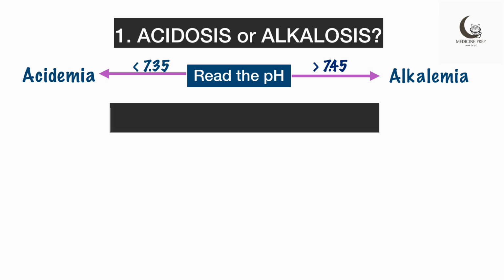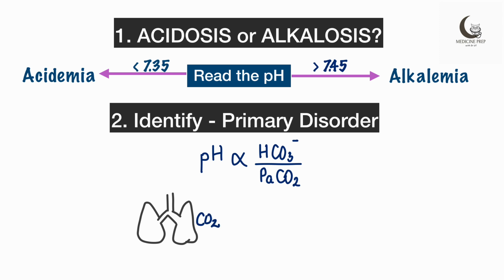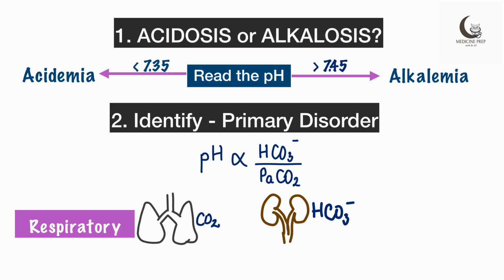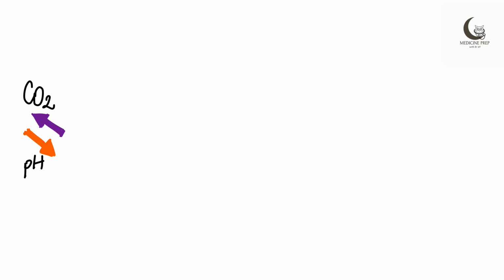Blood pH is determined by two variables: arterial carbon dioxide, which is regulated by the lungs, and bicarbonate, which is regulated by the kidneys. If the primary problem is an increase or decrease in the arterial carbon dioxide, it's a respiratory disorder. If the primary abnormality is in bicarbonate, it's a metabolic disorder. Here's the trick. Opposite direction, think respiratory. Same direction, think metabolic.